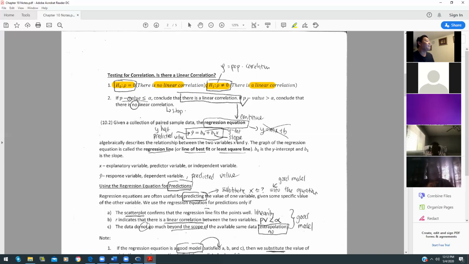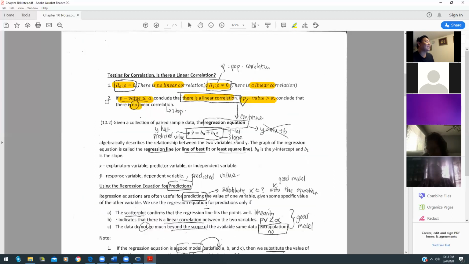And then after that, you look at your decision. If the p-value is less than alpha, there is a linear correlation. If the p-value is greater than alpha, there is not a linear correlation. So this is a very straightforward type. You do not need to write the p-value and everything. It's very short. To do your testing correlation, you only need to do 2 parts here, not 6 parts. Okay. So what we did so far is all in 10.1.